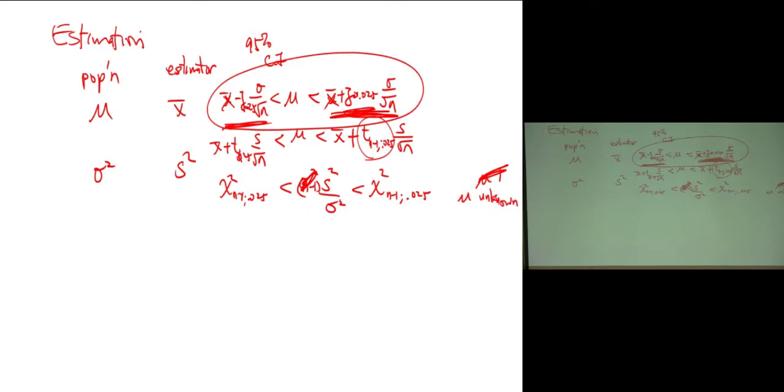I did not discuss what happens if mu is known. Do we still use S square? We should use this. This is a square of a normal distribution. So you sum them up, and this follows a chi-square distribution with n degrees of freedom.